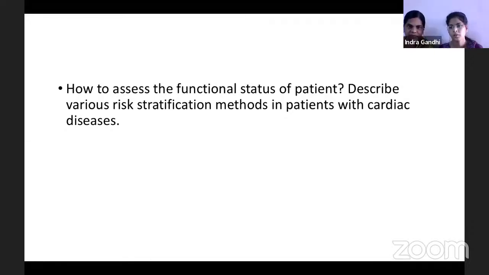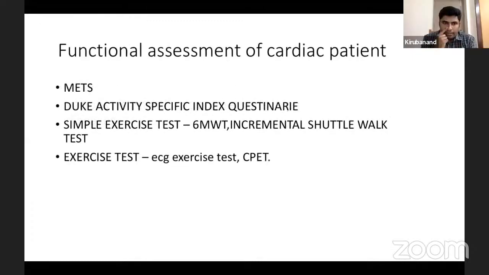For functional status of the patient, we can ask for metabolic equivalents. Then the Duke Activity Specific Index questionnaire, which consists of 12 questions. It gives points, and based on the points we can convert into METs. If the functional capacity is more than 4 METs, the patient can have a VO2 max of 20 ml per kg per minute, so the patient can proceed for the surgery. If it is less than 4 METs, we can proceed to further evaluation of the cardiac disease.